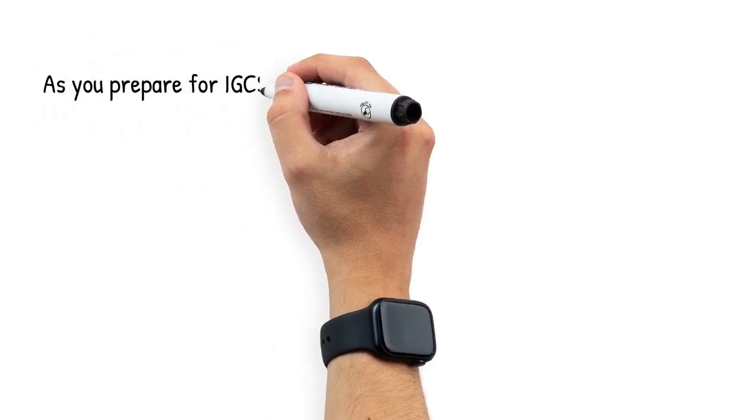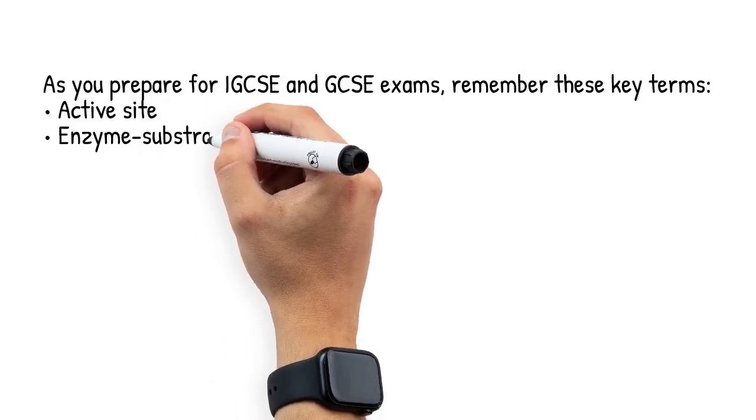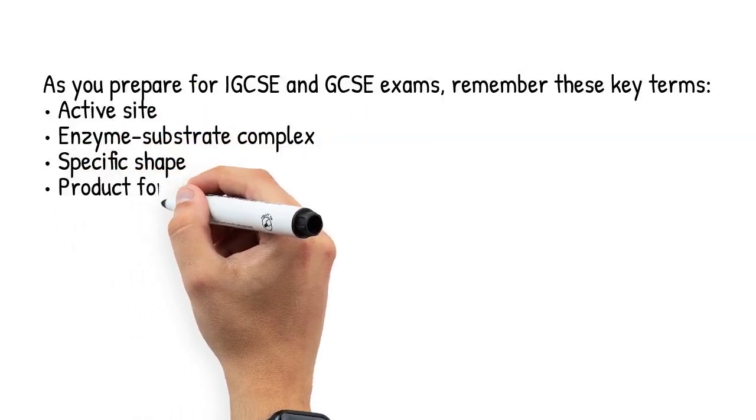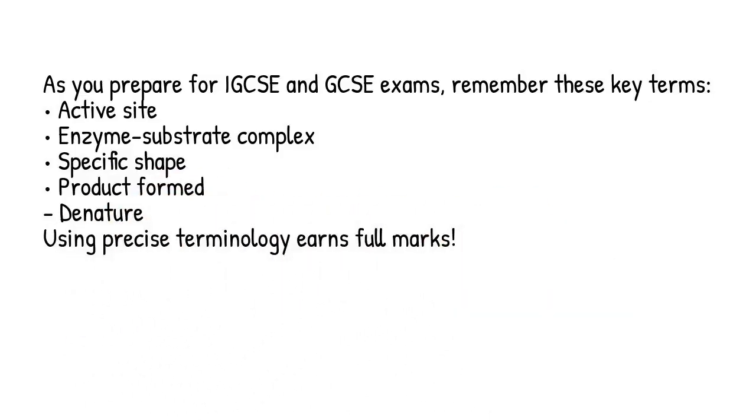As you prepare for IGCSE and GCSE exams, remember these key terms: active site, enzyme-substrate complex, specific shape, product formed, denature. Using precise terminology earns full marks. So there you have it, the lock and key model, how enzymes work.